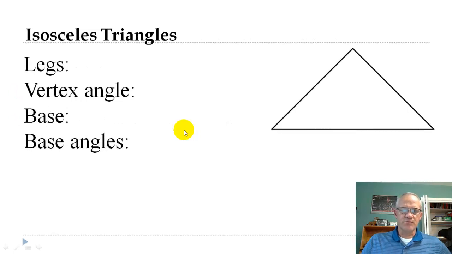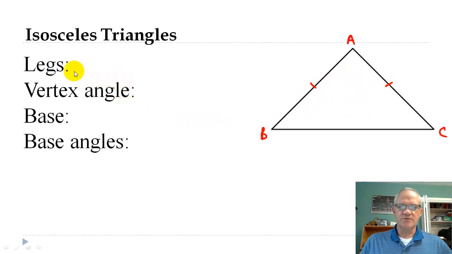Okay, so we'll start with isosceles triangles, and we're going to look at some terminology here. We may or may not have mentioned some of this before, but this is my isosceles triangle here, and I'm going to label this A, B, C, and I'm going to mark these two sides as being the same.